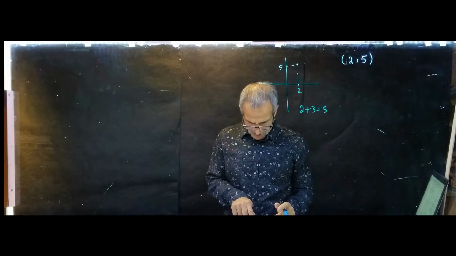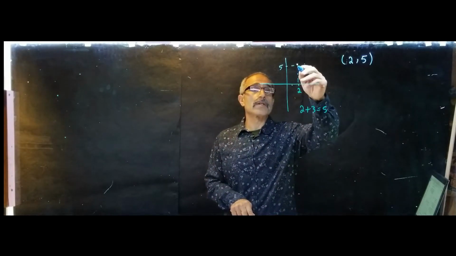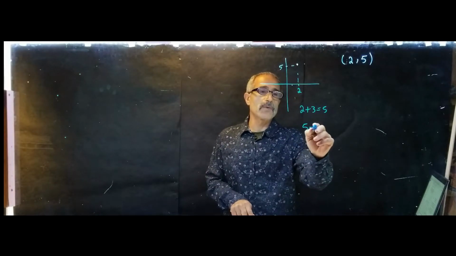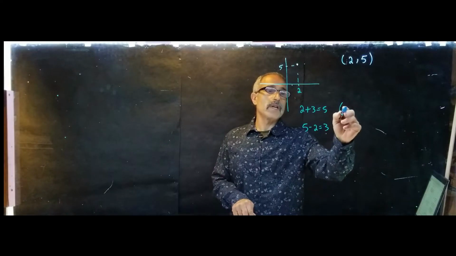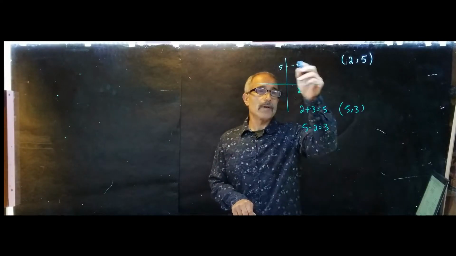And 2 units down. So it's going 2 down. It's already 5. So it's going to go down by 2 units. So that's going to be 3. So our new point is going to be 5 and 3. And you can plot it.